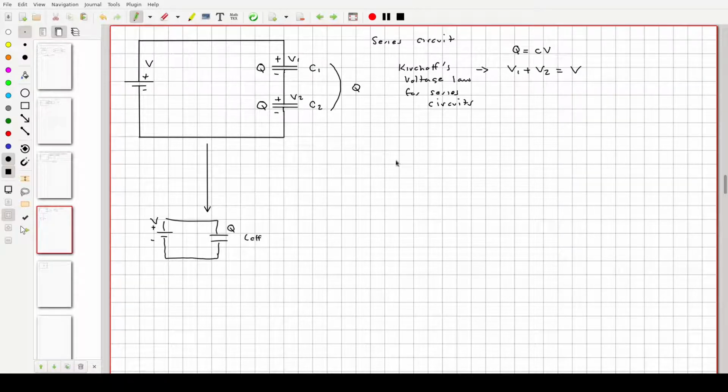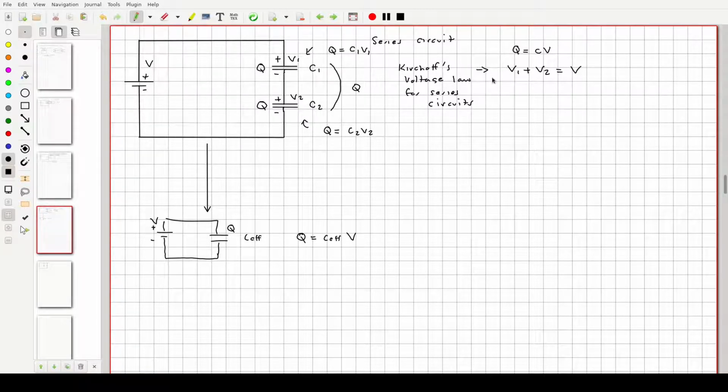Now, this new circuit with the effective capacitance has to obey the same rules, which means that, for example, Q is equal to C1 times V1, and Q is equal to C2 times V2. Here, the same Q, because remember it's the same across both, is going to equal C effective times the voltage across that, which would be V overall.